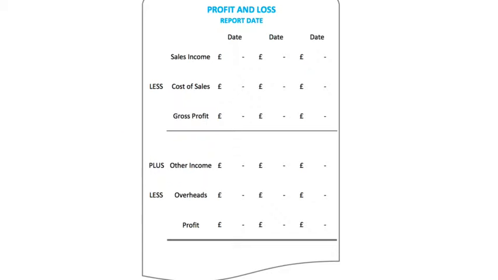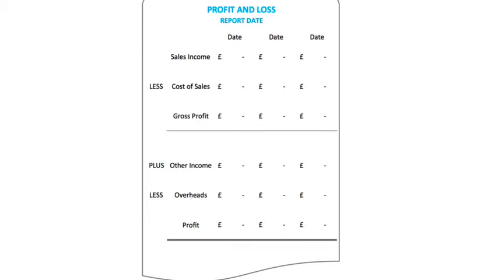You may also have other income sources. These don't relate to trading activity. And of course, you'll have additional costs, but these may not directly relate to a sale. These are referred to as overheads, and these are generally fixed. The result of all of your income, less all of your expenses, will give you your net profit.